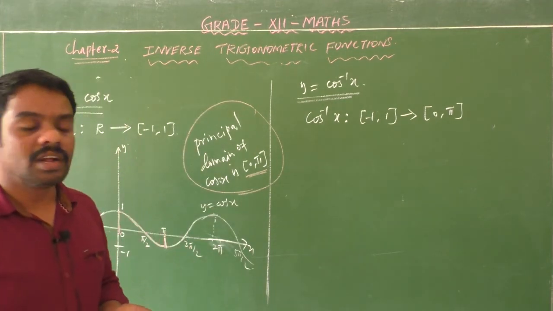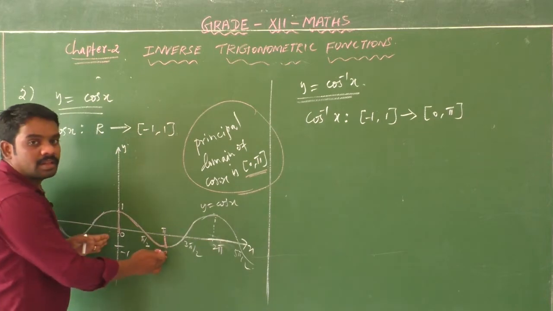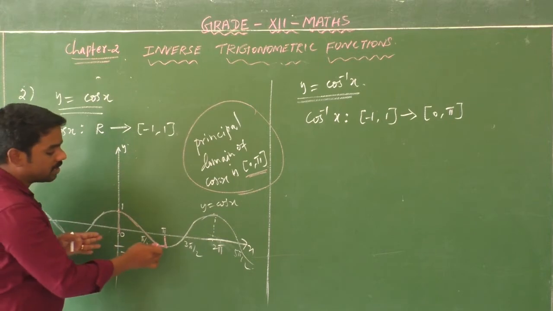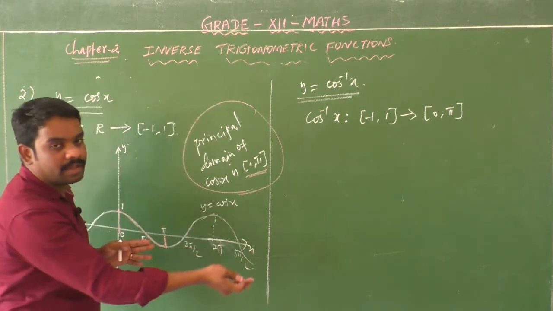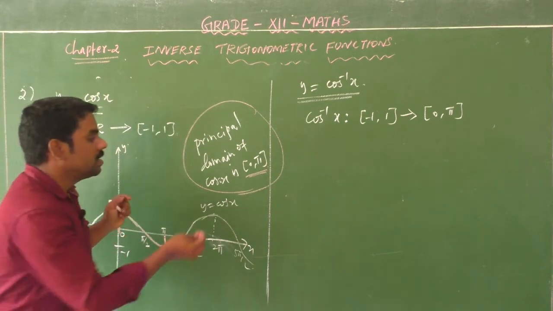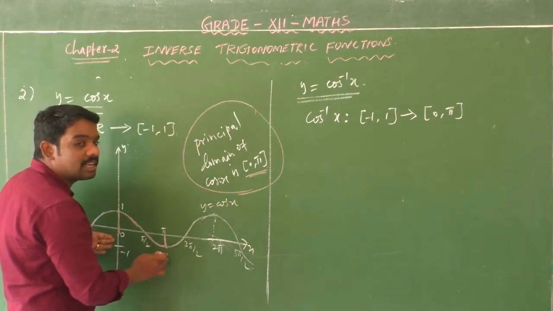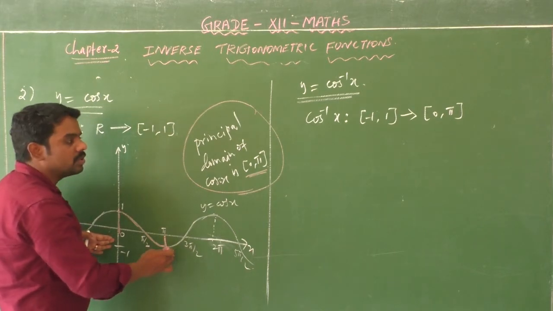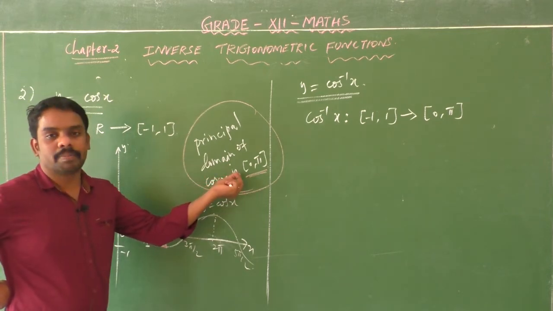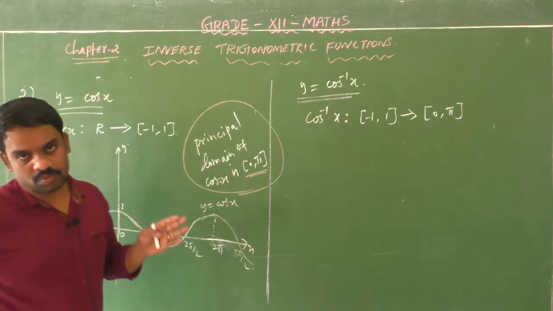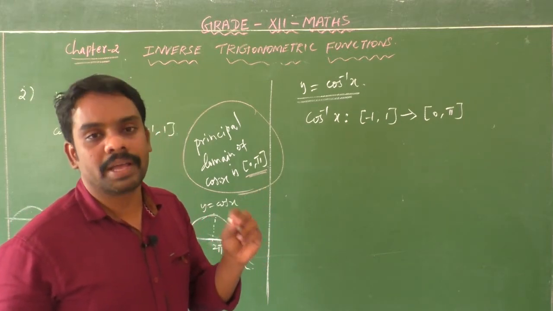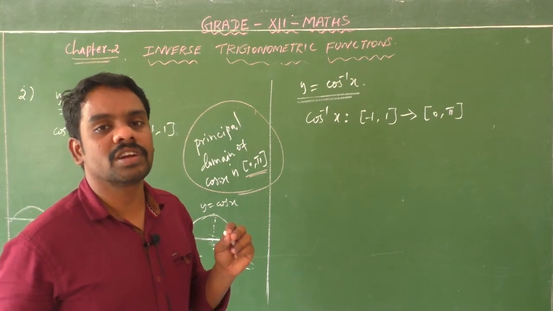Not only this interval: in another interval, pi to 2 pi, 2 pi to 3 pi, minus pi to 0, minus 2 pi to minus pi, and so on, this function is also one-one and onto. But we take 0 to pi as the principal domain. So x belongs to 0 comma pi. Here the principal domain of cos x is 0 comma pi. This function cos x is bijective. Therefore cos inverse exists when x belongs to 0 comma pi only.